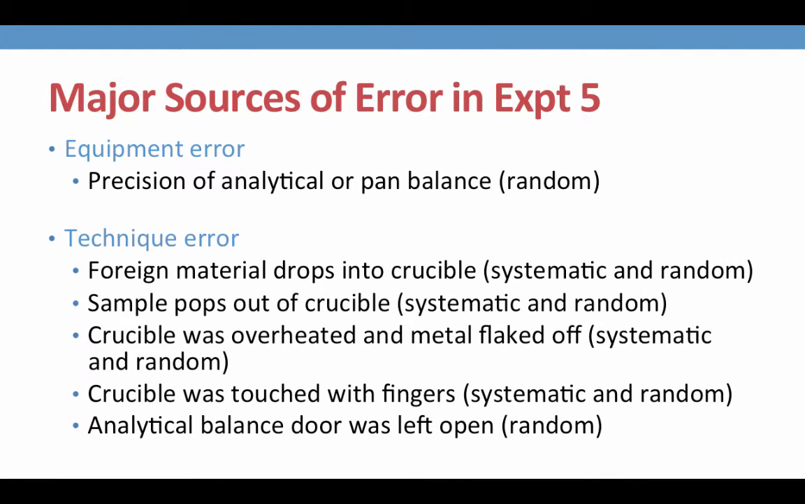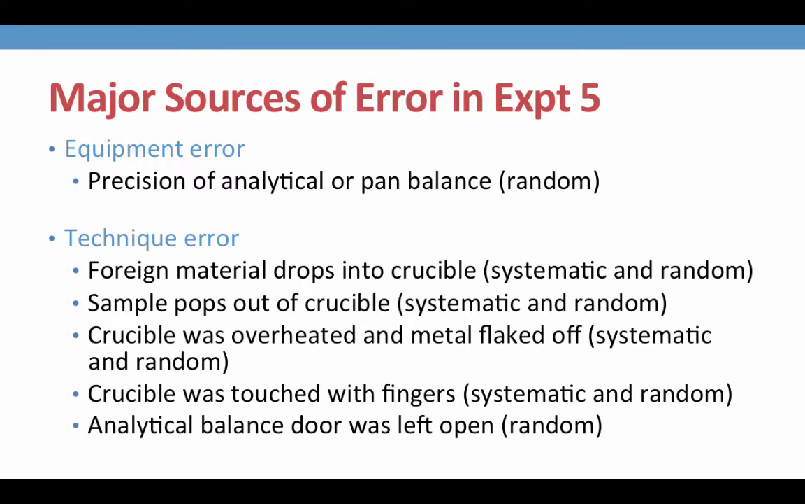Technique errors are things that we can try to avoid, and you should do your best to avoid them. Keep your crucible lid on whenever you are not heating the sample. This will prevent foreign material from dropping into the crucible, such as dust or a hair. Again, make sure you do keep the crucible lid on but slightly ajar while it is heating, so that no sample will pop out of the crucible. Remember to always move your Bunsen burner flame around the crucible to prevent it from overheating and oxidizing.